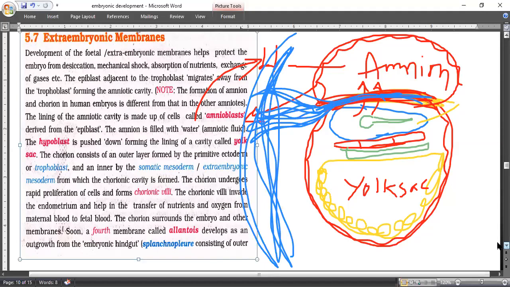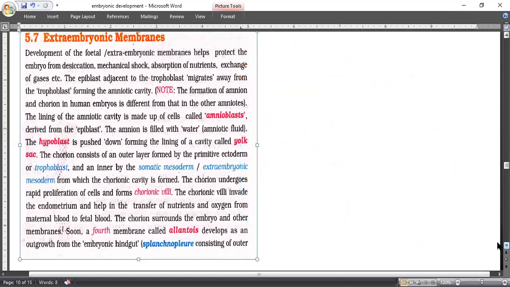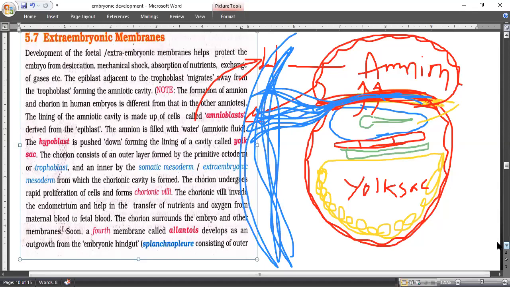The chorionic villi invade the endometrium and help in the transfer of nutrients and oxygen from the maternal blood to the fetal blood. Okay. The chorion surrounds the embryo and other membranes. That means in the developmental process, the chorion is going to surround other membranes also. Soon, a fourth membrane, that is the allantois, is getting formed.